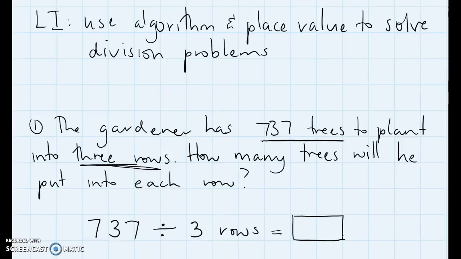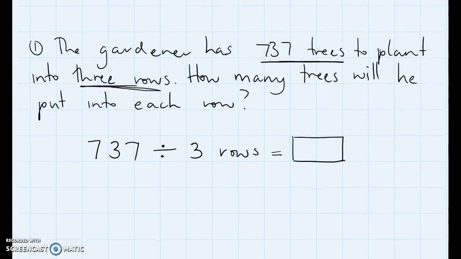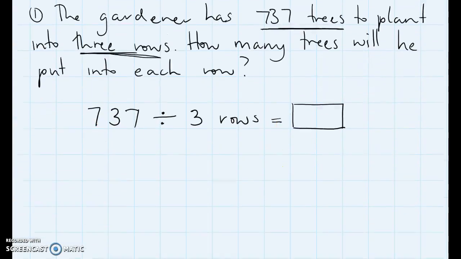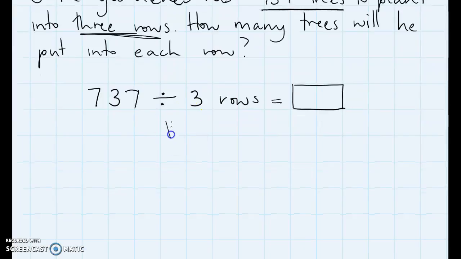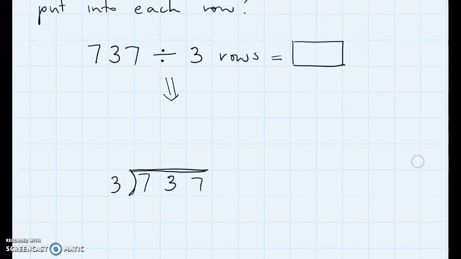Okay, so because we're learning to use algorithm and place value, we need to change that problem into an algorithm problem. So that can also be written as 737 divided by, that's a divided by sign, 3. Okay, so that part there is exactly the same as that part there. We always start off on the left hand side.